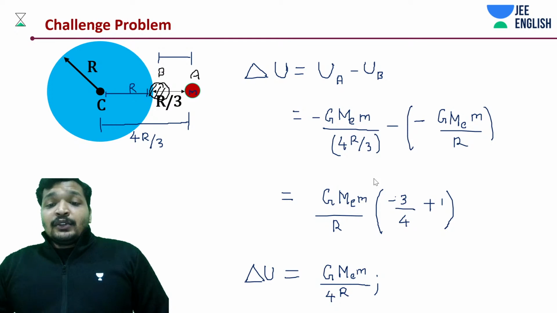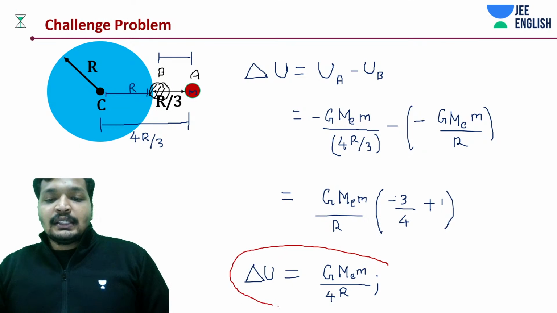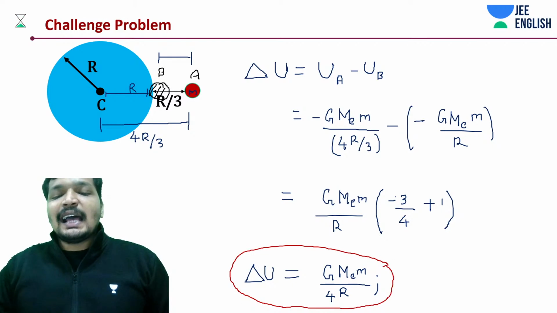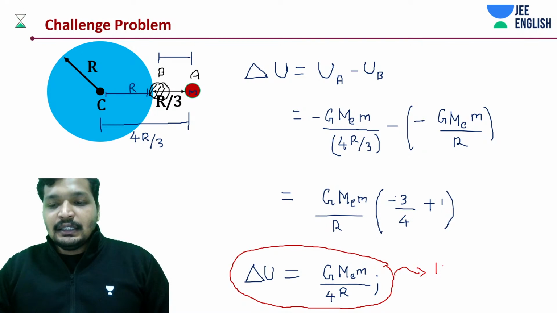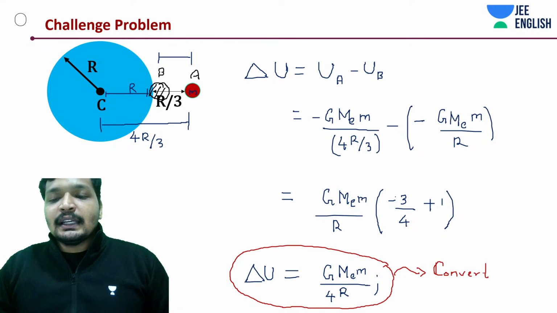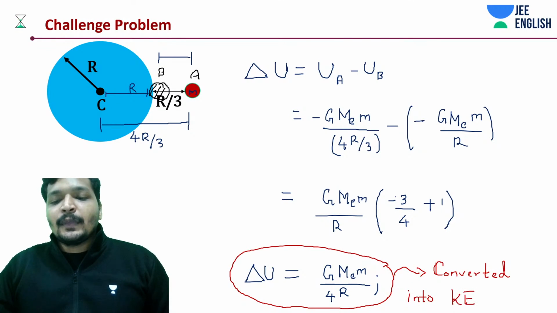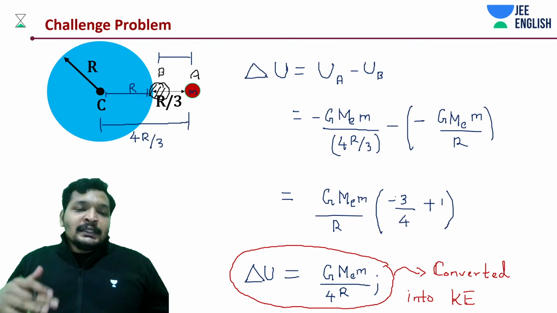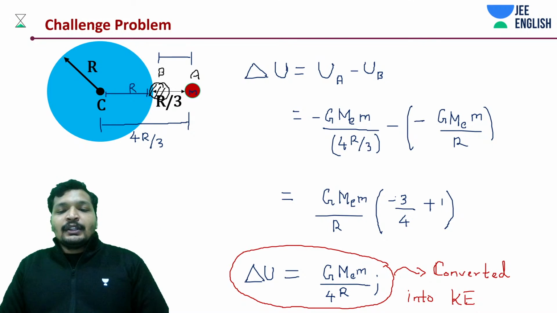Now, this energy is not lost in the system ever. Energy is always conserved. Where has this energy gone? This has been converted into kinetic energy, right? That's it. Now the kinetic energy is very simple. It's half mv square. There is nothing that you need to think about it.